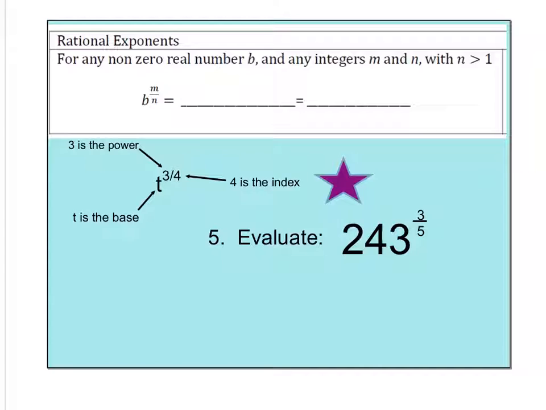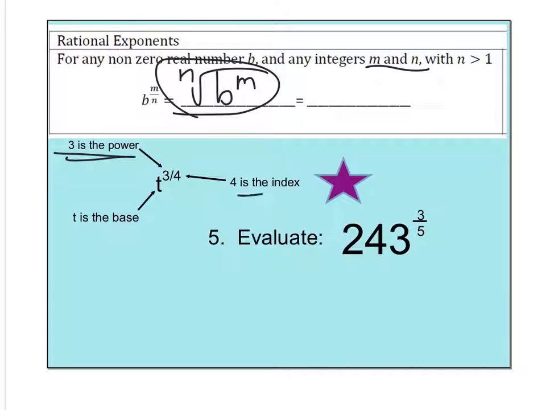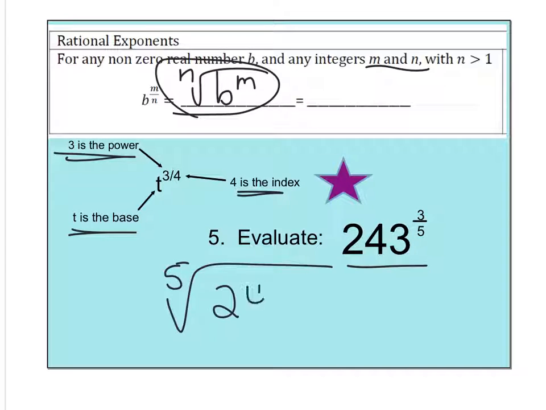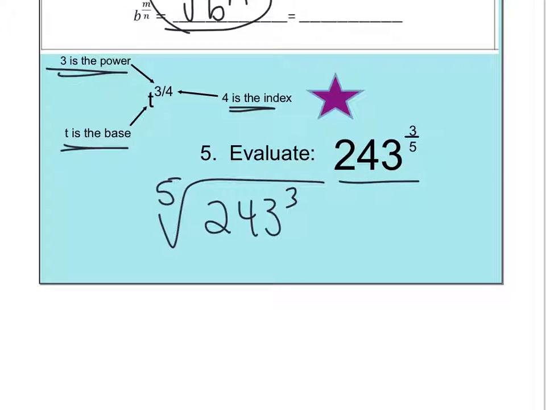For any real number b and any integers m and n, where n is bigger than 1, it is the nth root of b to the m. That's what I'm looking for. If you can remember this, that's what you're dealing with: 3 is your power, 4 is your index, t is your base. If I look at this one, I am looking for the fifth root of 243 raised to the third power. The top is your power, and the bottom is the root you're looking for.